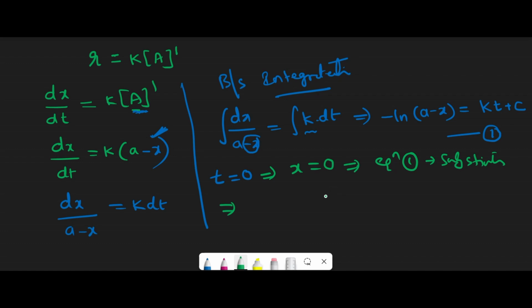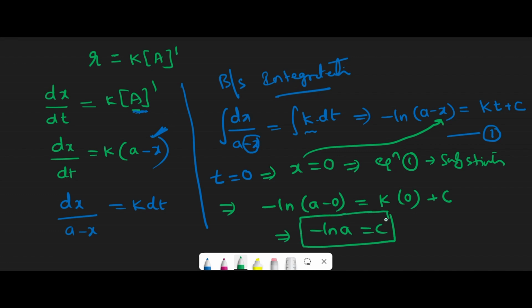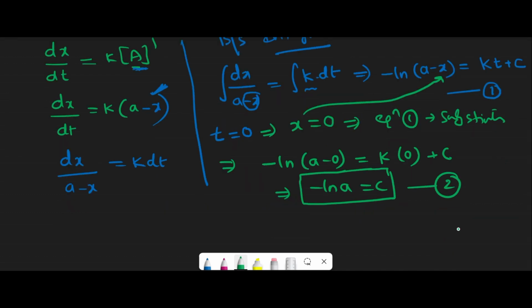What will be the constant at the initial stage? So minus ln a minus 0, because I have substituted x equal to 0 here, is equal to k into 0, since the time is 0, and then we will get the constant. So minus ln a equal to c. We have got the integration constant value, that is minus ln a. I am assuming this as equation 2, clear.